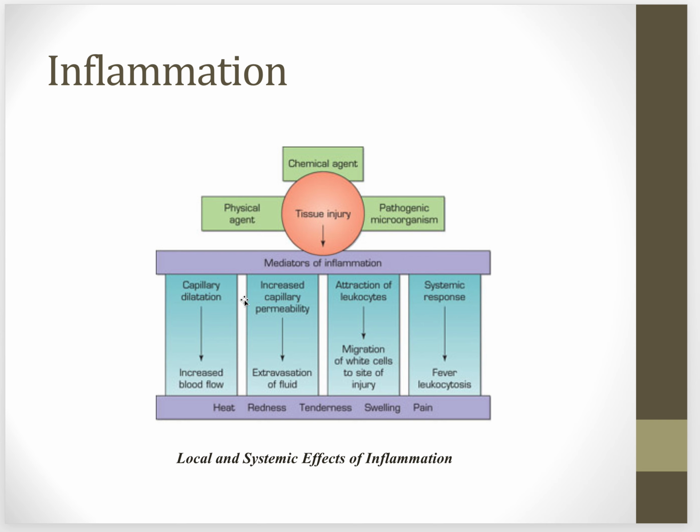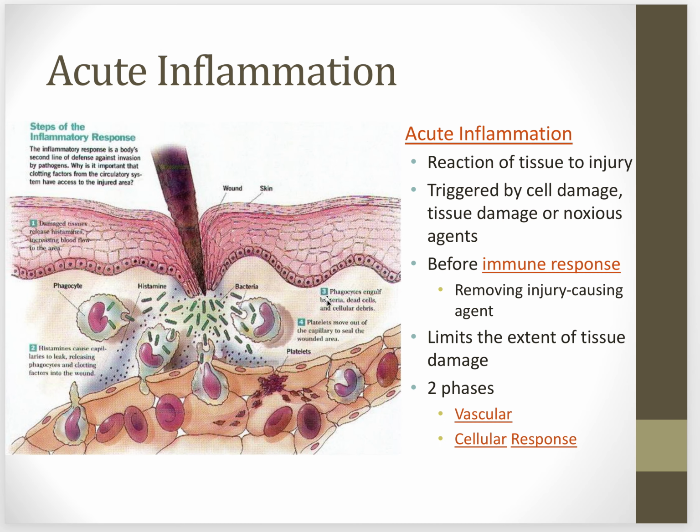So these vascular changes and cellular changes, systemic changes, those are all going to lend themselves to those 5 cardinal signs of heat, redness, tenderness or loss of function, swelling, and pain. So we call this the acute inflammatory response.